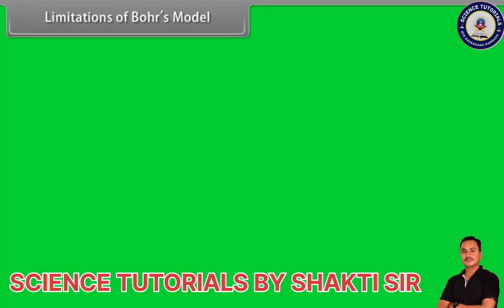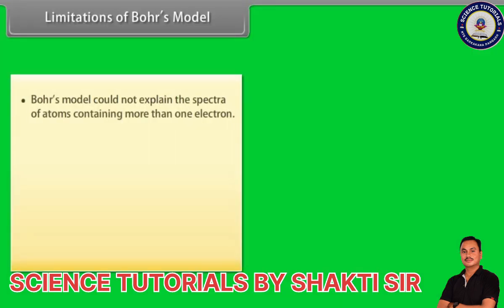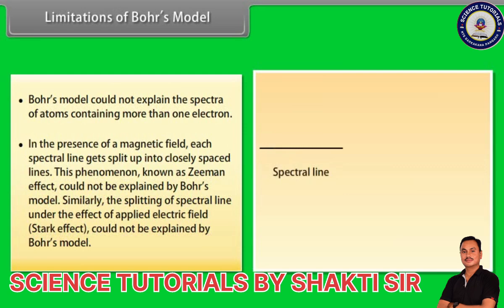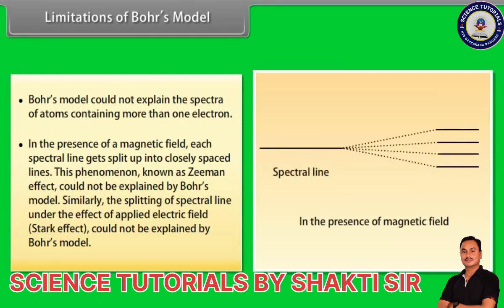Limitations of Bohr's model. Number 1. Bohr's model could not explain the spectra of atoms containing more than one electron. Number 2. In the presence of a magnetic field, each spectral line gets split up into closely spaced lines. This phenomenon, known as Zeeman effect, could not be explained by Bohr's model. Similarly, the splitting of spectral lines under the effect of an applied electric field, that is Stark effect, could not be explained by Bohr's model.